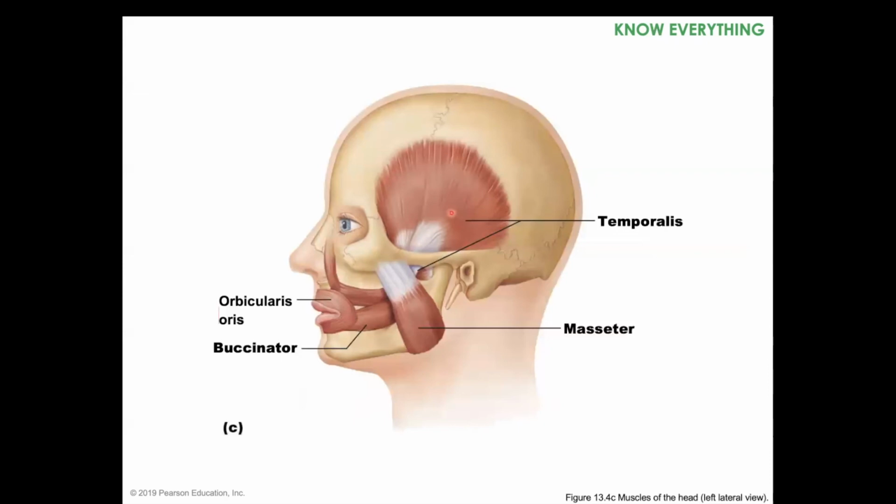Here is a lateral view of the face. So you can again see that temporalis muscle here on the temporal bone, the masseter muscle here in the jaw, and then we can also see our buccinator muscle here in the mouth.